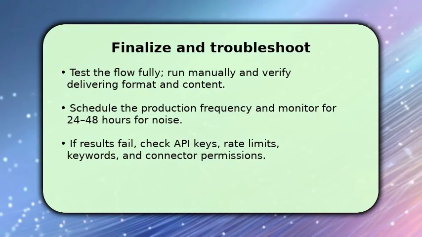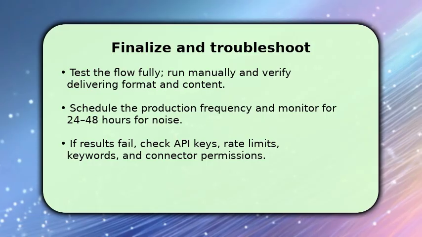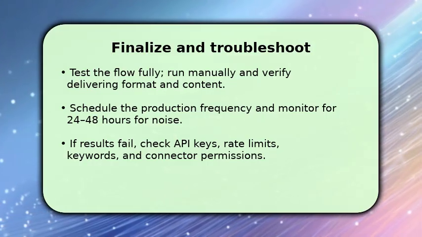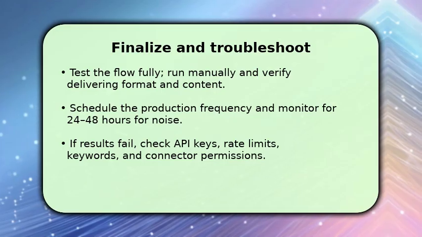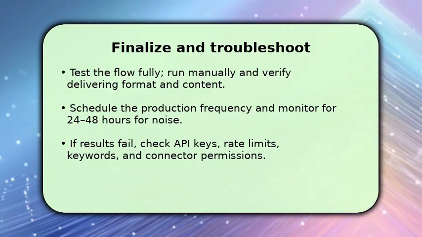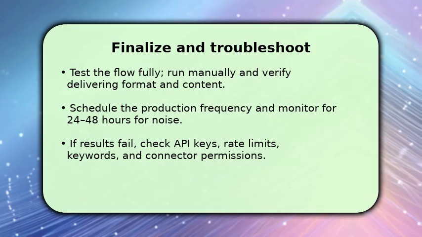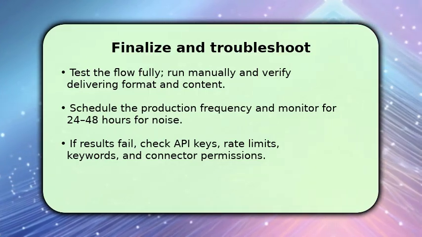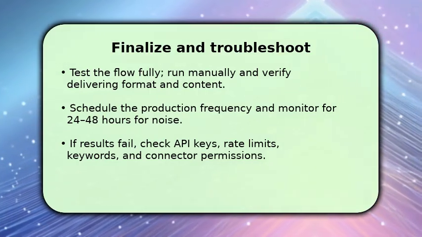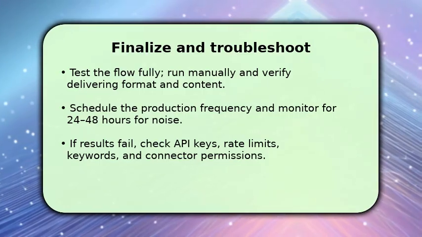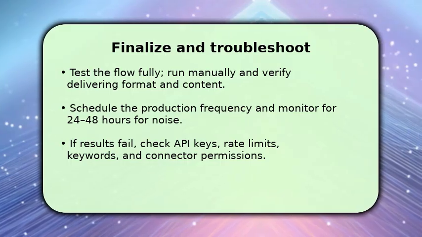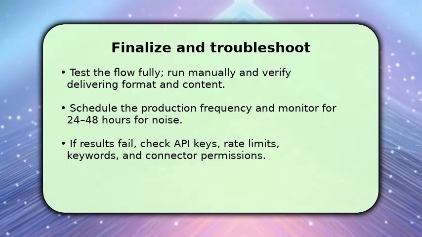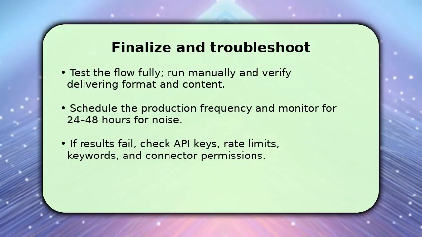Finally, run a full test of the automated search and inspect the delivered output so you see format and relevance. Once done, set the production schedule and monitor results for 24 to 48 hours to spot false positives or missing items. Make sure to adjust keywords and filters as you learn what returns the best hits. If things go wrong, check API keys, rate limits, and connector permissions first. Those are the usual culprits. If needed, reduce frequency to stay under quotas.